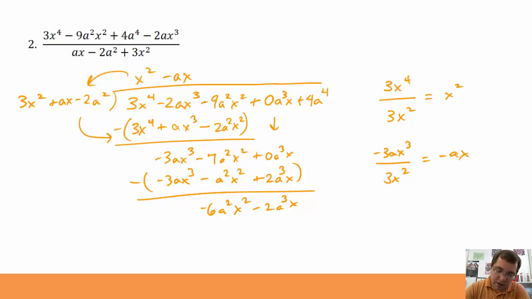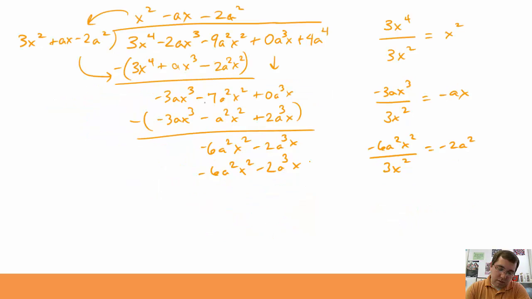So now I take the highest power term underneath, negative 6a squared x squared, divide it by 3x squared. Okay, negative 2a squared. The x's cancel, so I write negative 2a squared on the top. I multiply by negative 2a squared and I write it underneath. So negative 6a squared x squared minus 2a cubed x plus, because I've got a negative times a negative, 4a to the fourth. And I forgot to bring down the 4a to the fourth, so let me do that as well. I subtract.